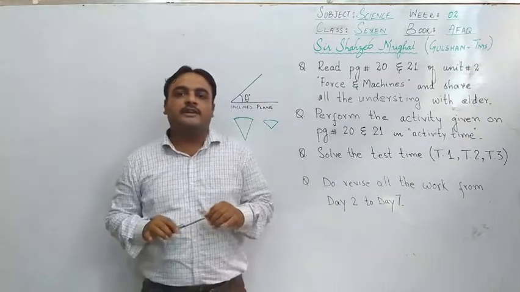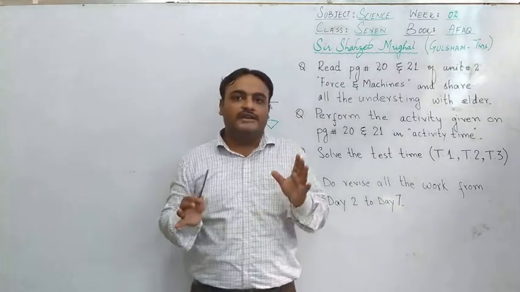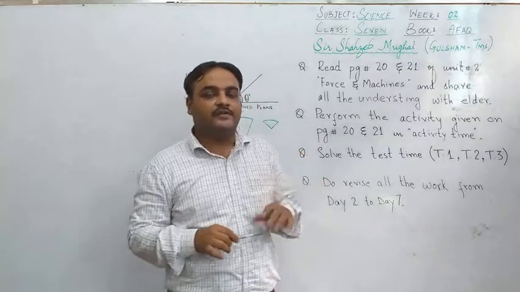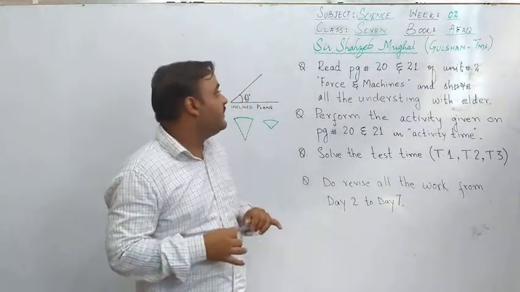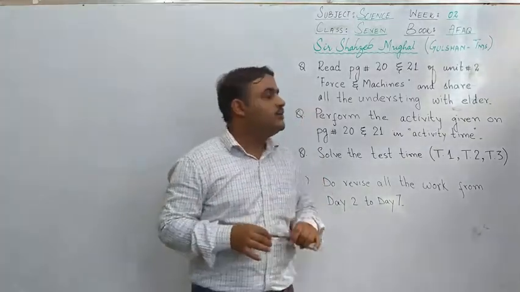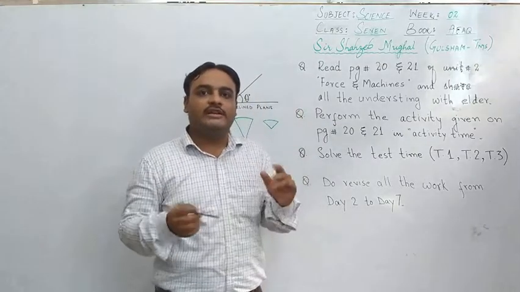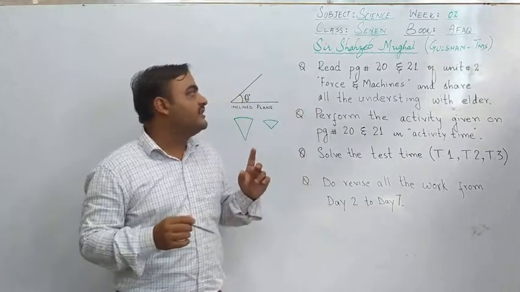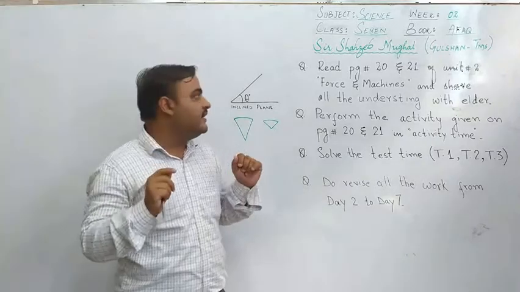Today I will be telling you how to cover week 2 of class 7 for the subject of science. First of all, you have to read page number 20 and 21 of unit number 2, Force and Machines.